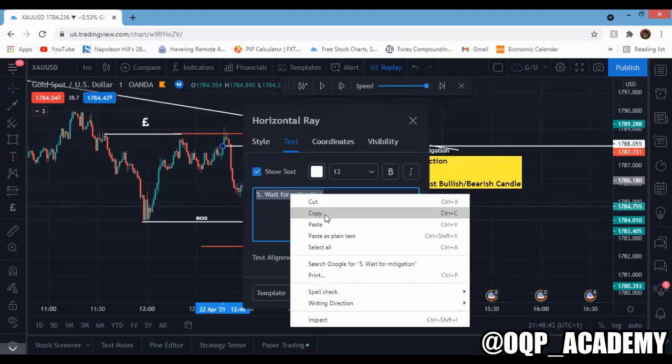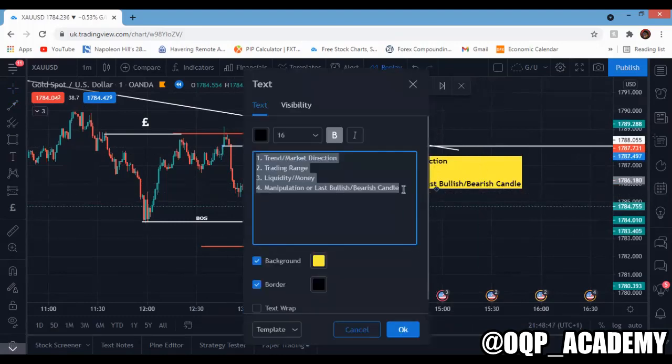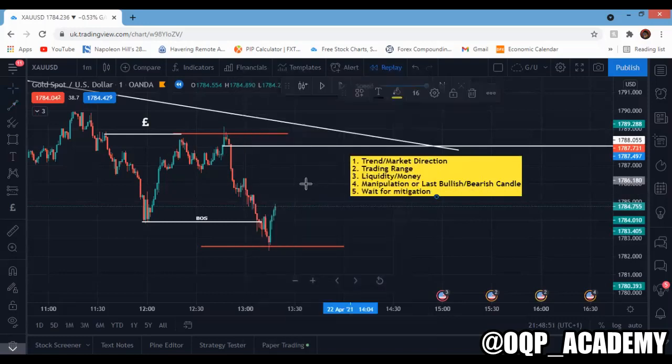Oh goodness, I added this in the incorrect spot. Hold on a second, guys. Okay. It's supposed to be added onto here. Okay. 5, wait for mitigation, right?